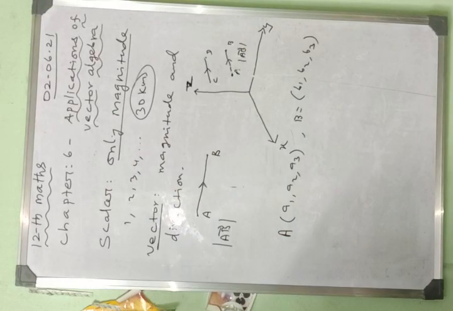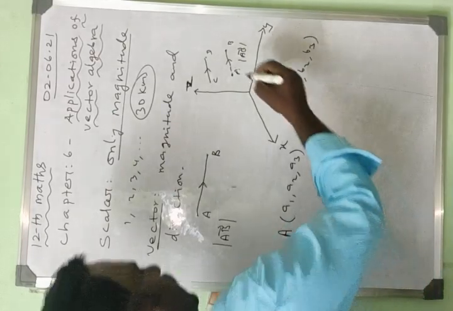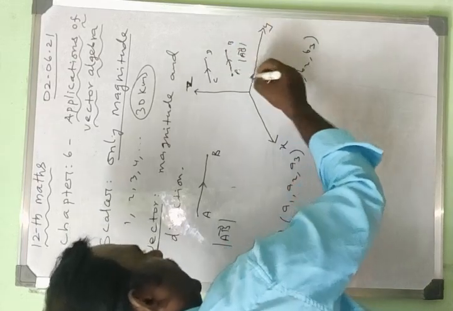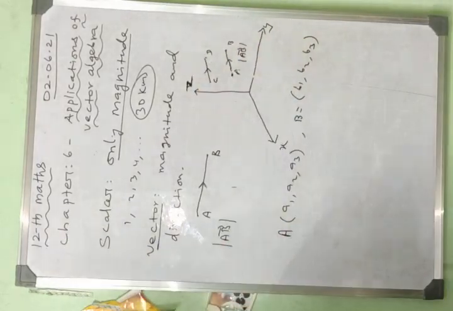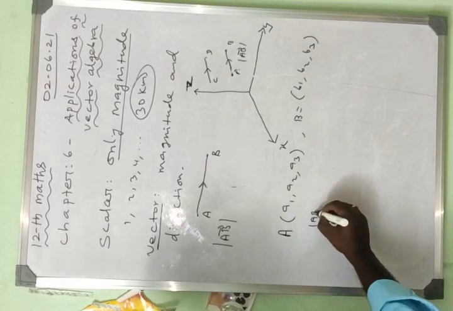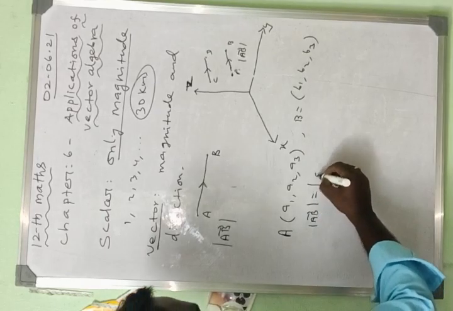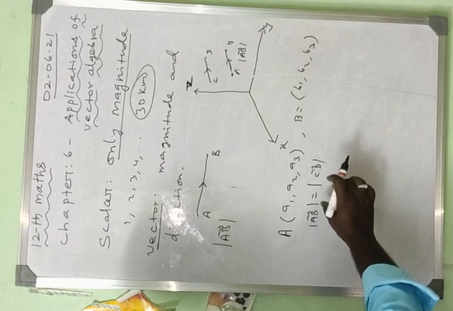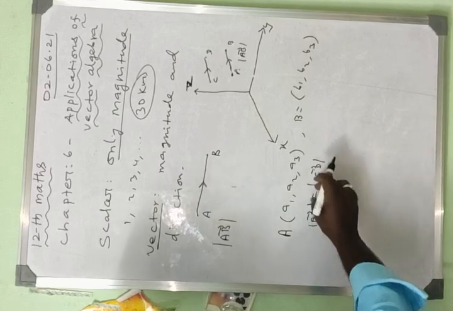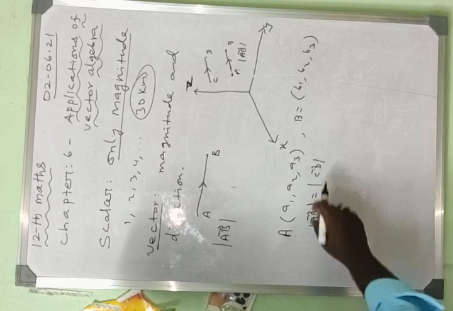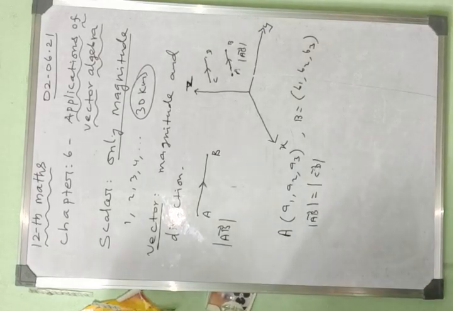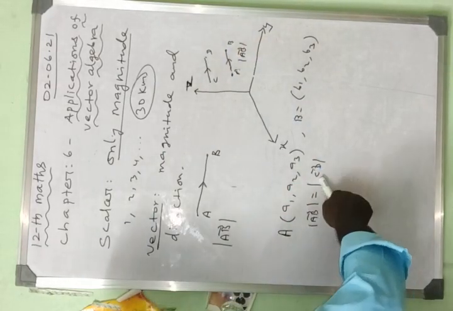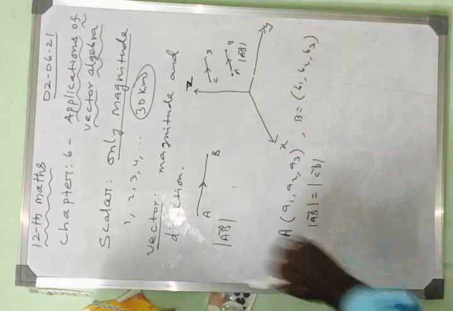So here both vectors AB and CD are equal, means it is equal vector. Mod of vector AB is equal to mod of vector CD. This is length of the AB, length of the CD. Mod put means this is length of the AB. Here length of the CD. Both are equal. Equal means both vectors are equal vectors. Both length is equal means it is equal vector.